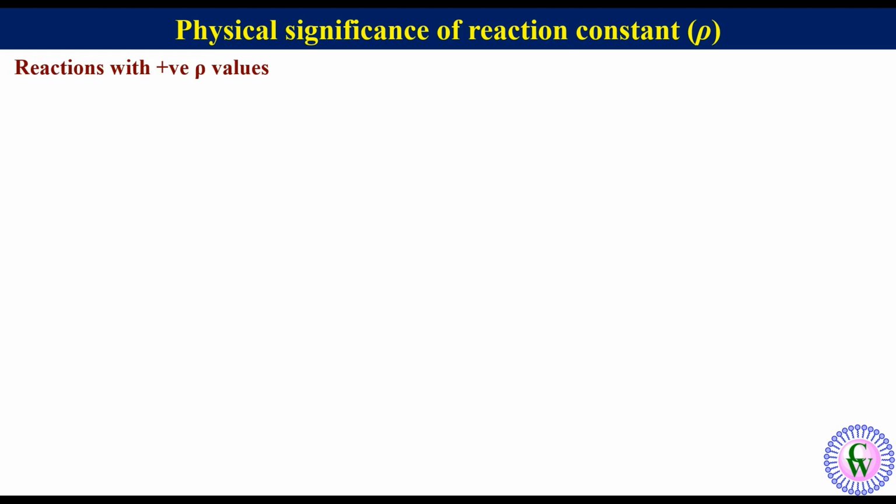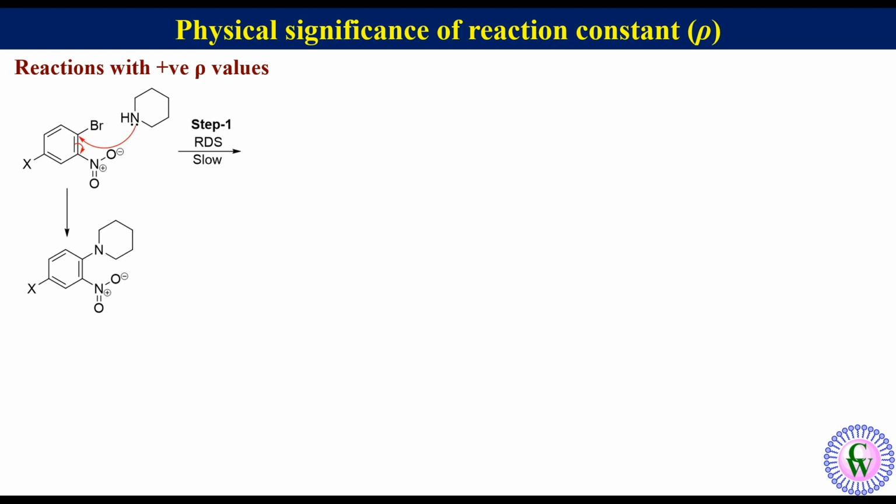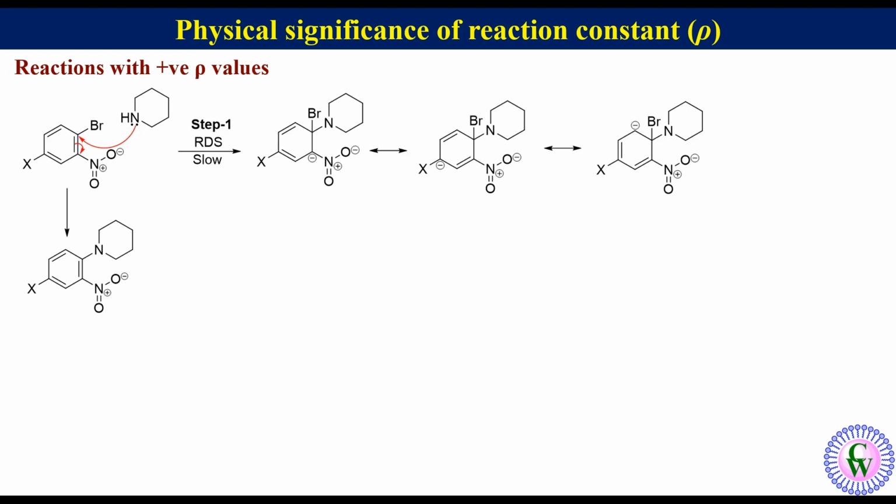Now we will discuss a few reactions with positive rho values. We are going to take the example of the SNAr reaction between substituted 2-bromo-nitrobenzene and piperidine to produce piperidine-substituted nitrobenzene. Here, there is attack by nucleophilic piperidine in the rate determining step to produce an anionic intermediate that has negative charge on the ring. The negative charge is delocalized around the ring and also on the nitro group. The rho value for this reaction is +4.9. In this case, we are not getting the full value of rho because the nitro group is also helping in negative charge delocalization. In the final step, there is removal of bromide ion to produce the product.